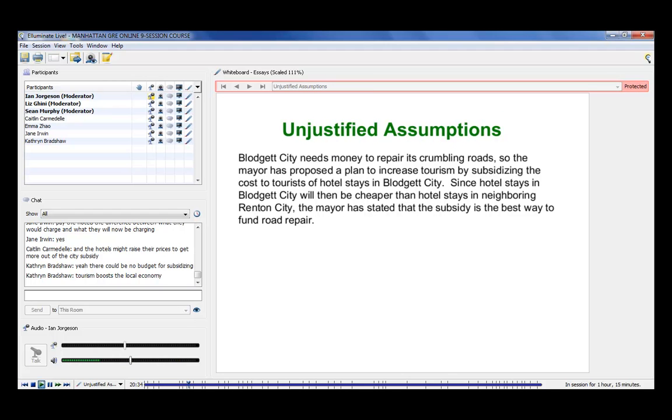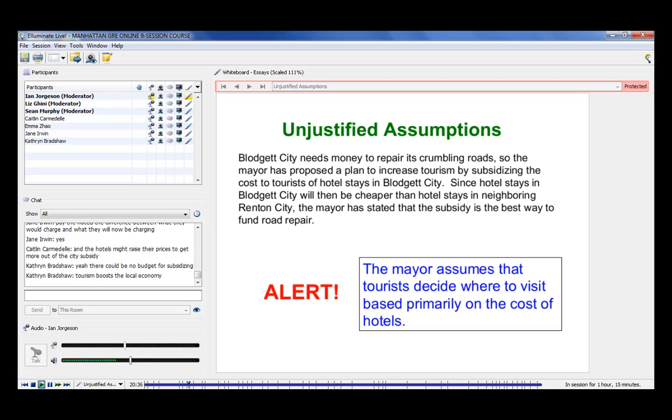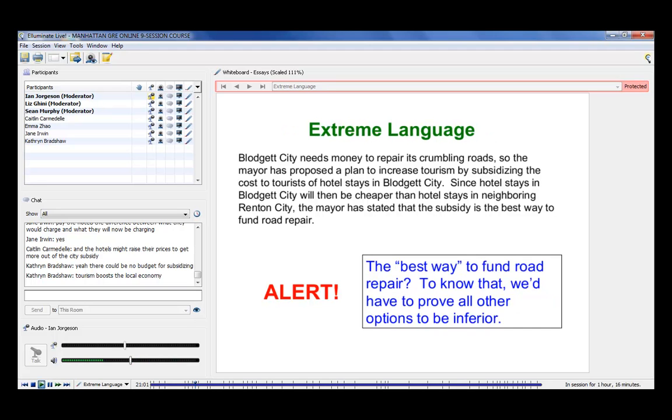So for now, we'll stick with Blodgett City. We've seen this one before. And so we can think about this as an unjustified assumption, right? That the mayor assumes that tourists make their decision primarily on the cost of hotels. Or to put it another way, we assume that the tourists decide to come to Blodgett City if the hotels are cheaper. But there's 3 or 4 other unjustified assumptions here. This just happens to be one that we've pointed out.